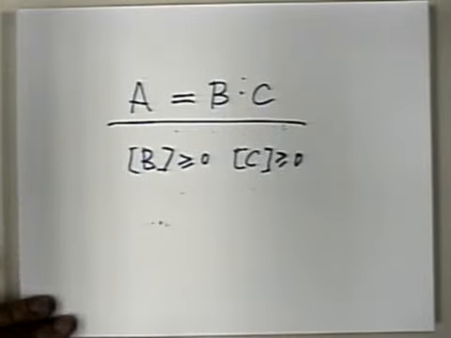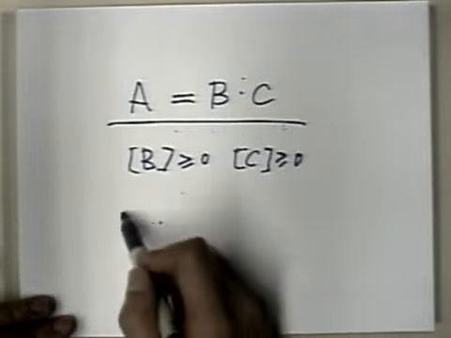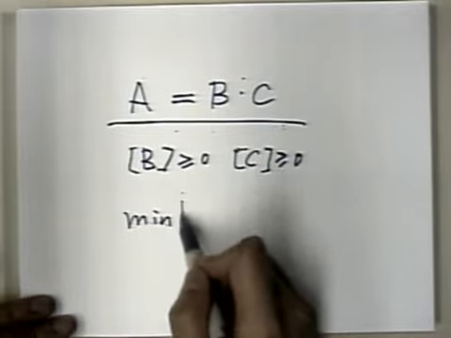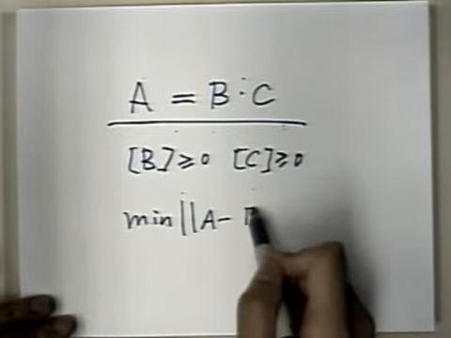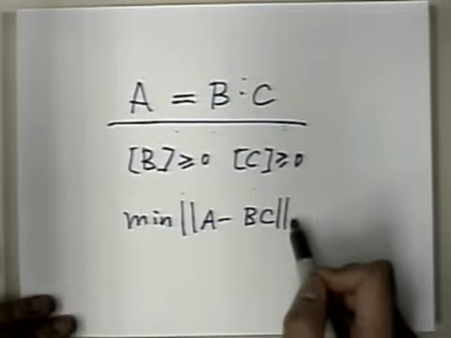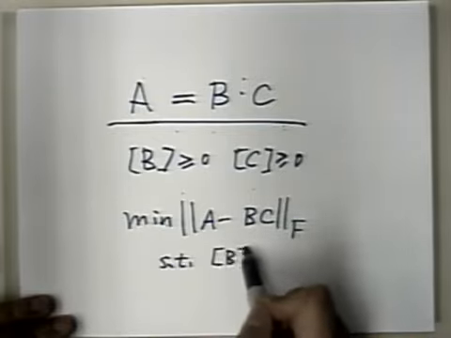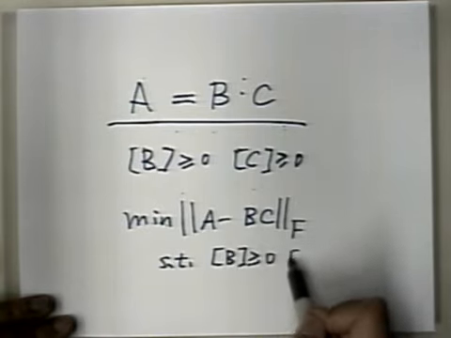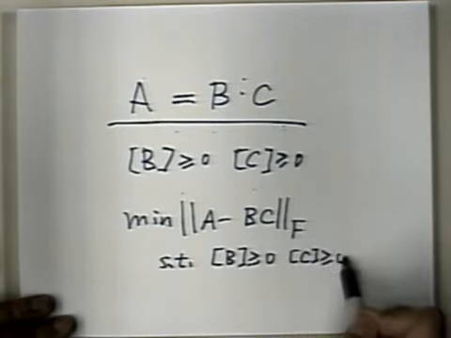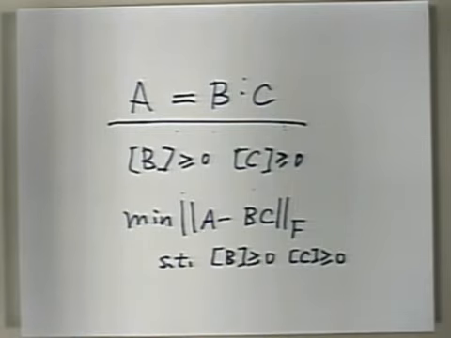But you said this is feasible. Oh, this is not feasible. You just say minimizing A minus BC, subject to the elements of these being non-negative. So this I can do because there are many algorithms which do this. But when I perform this factorization, I need to choose the correct number of columns that should be in the matrix B.